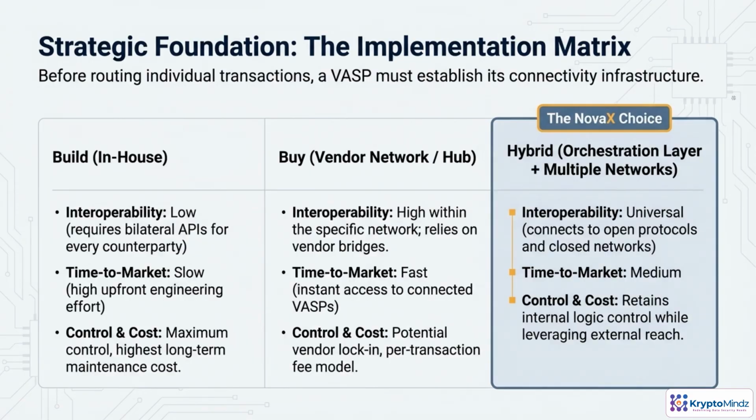Before NovaX can comply at scale, it has to decide how to connect to other VASPs. Building everything in-house gives maximum control and flexibility, but it's slow, expensive, and hard to scale, because every new counterparty needs custom work. Buying into a vendor network is quick and highly interoperable, but you accept vendor lock-in and per-transaction fees. A hybrid model adds an internal orchestration layer on top of multiple networks, trading some speed and simplicity for broader reach and strategic control.